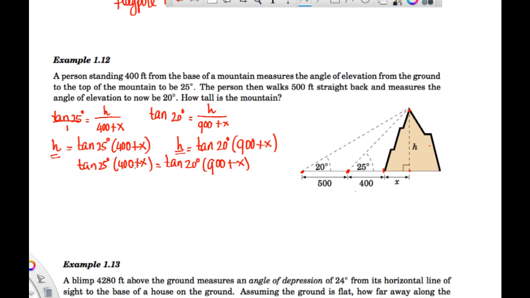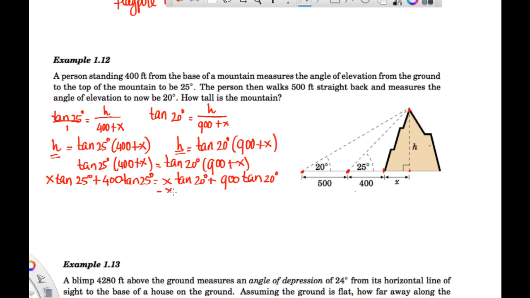So distribute, so x times tangent of 25, and then plus 400 times the tangent of 25. And on this side we would get x times the tangent of 20 degrees, and then 900 times the tangent of 20 degrees. Now, I'm not going to write down what 900 times the tangent of 20 is because I want my answer to be as accurate as possible. So I'm going to manipulate stuff back and forth so that I get all my x's over here.